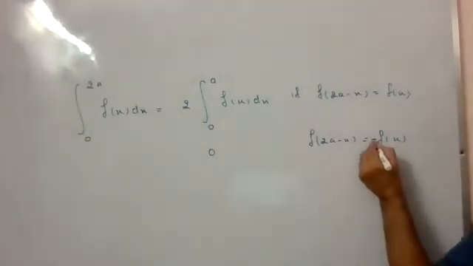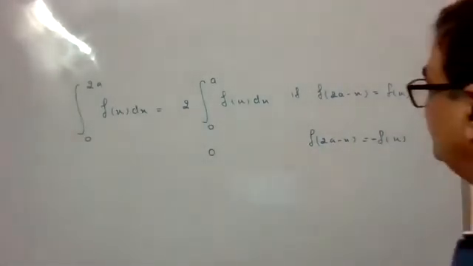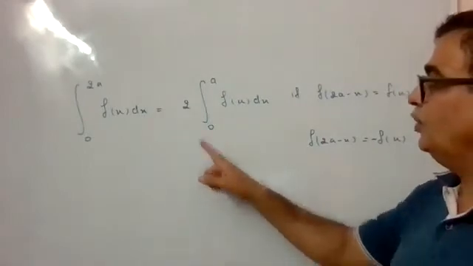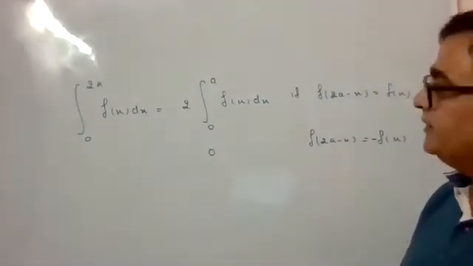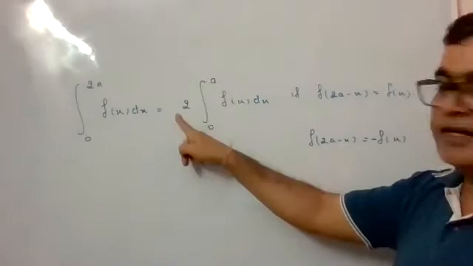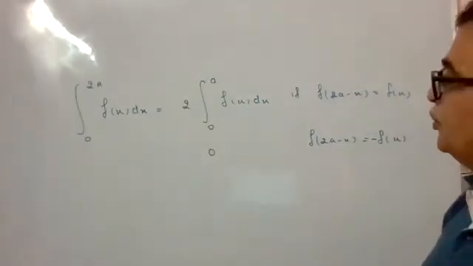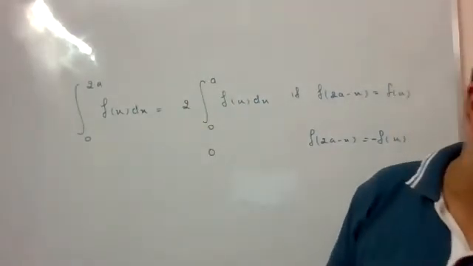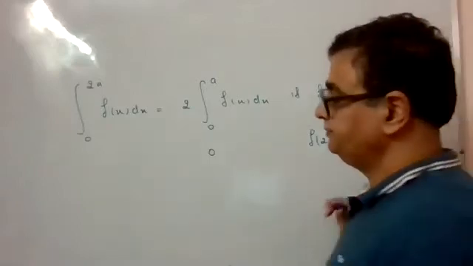So if f(2a minus x) is equal to minus f(x), then we will say the result is 0. Otherwise the result is twice. This 2 will go ahead, so 2 times the integral 0 to a of f(x) dx. Now write a question on it.